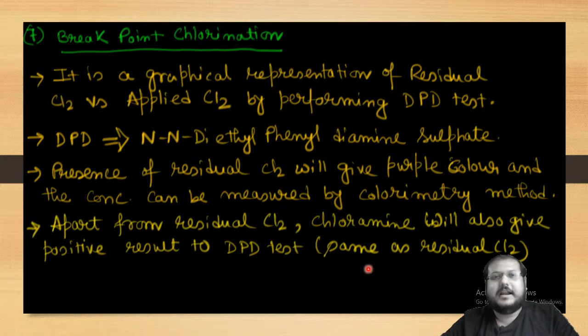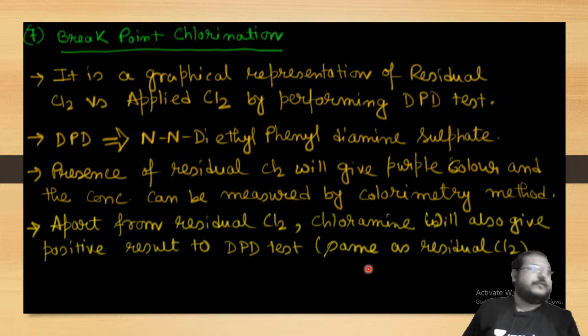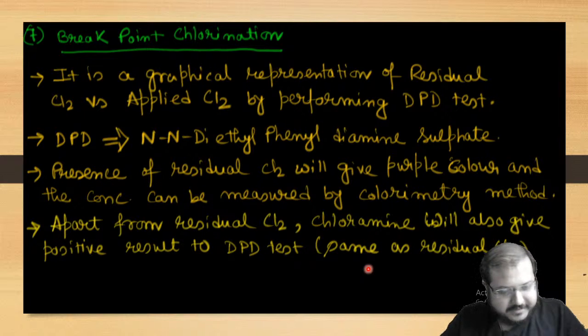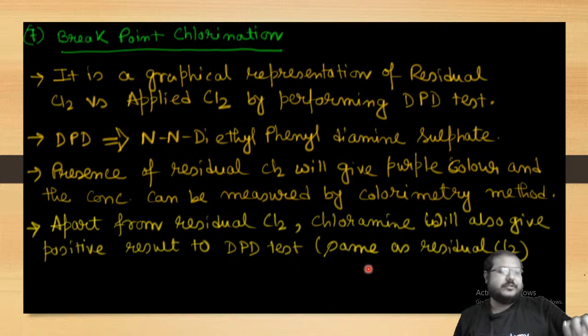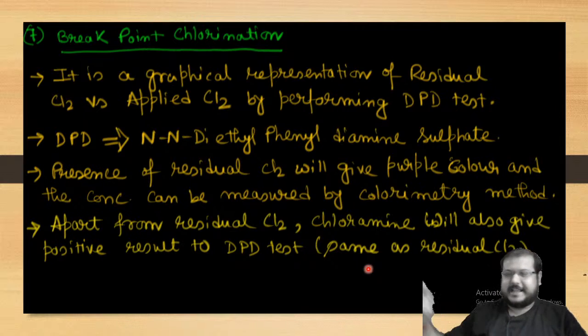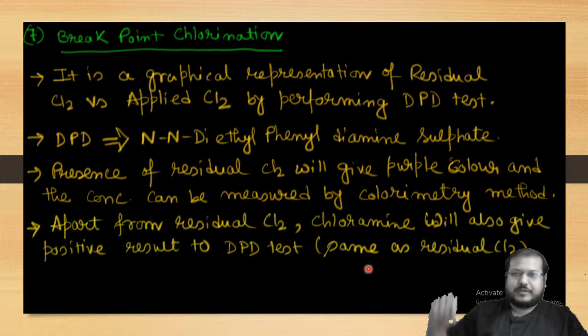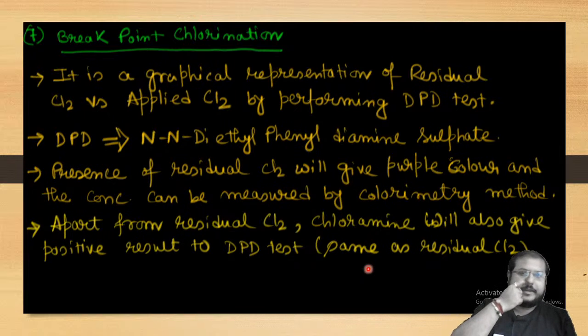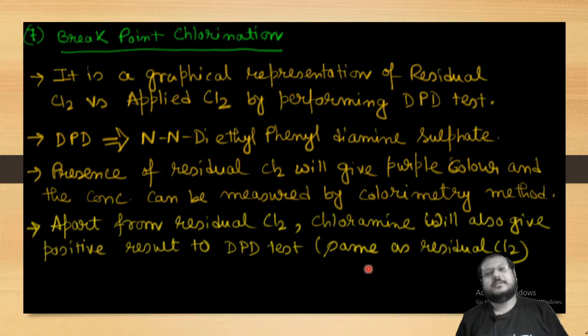DPD is N,N-diethyl-p-phenylenediamine sulfate. If your water contains some residual chlorine and you apply DPD to it, it will give you a purple color, and the concentration will be measured by the colorimetry method. So what are you doing? Applied chlorine is in your hand. You are applying chlorine, so you know the concentration. That's the x-axis value. Then you take water from the outlet and put DPD in it. If you get a color change, you measure the color of that water against a standard chart. Get the y-axis value. X-axis, y-axis plot.